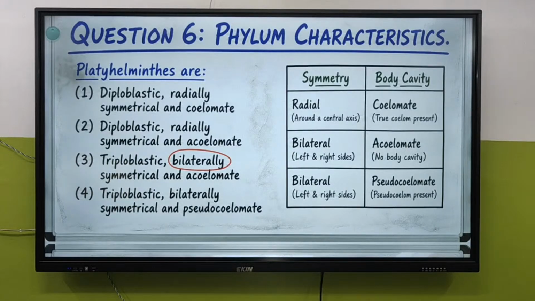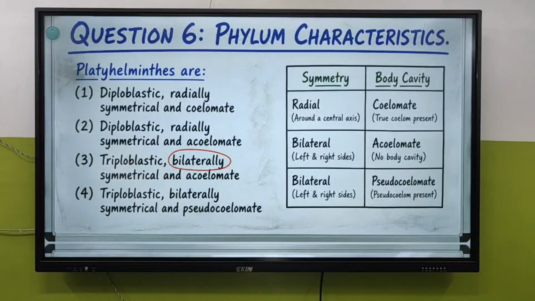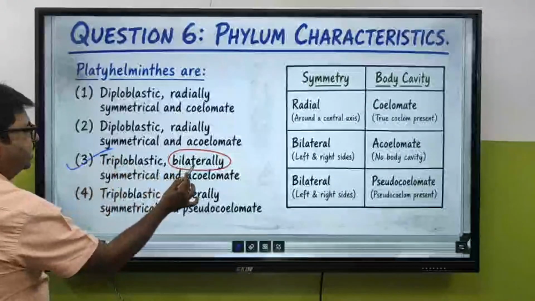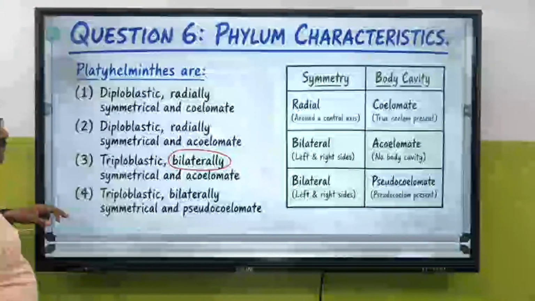They are Aschelminthes or what? So the answer is triploblastic, bilateral symmetry, Aschelminthes. They are triploblastic, bilaterally symmetrical and Aschelminthes organisms.